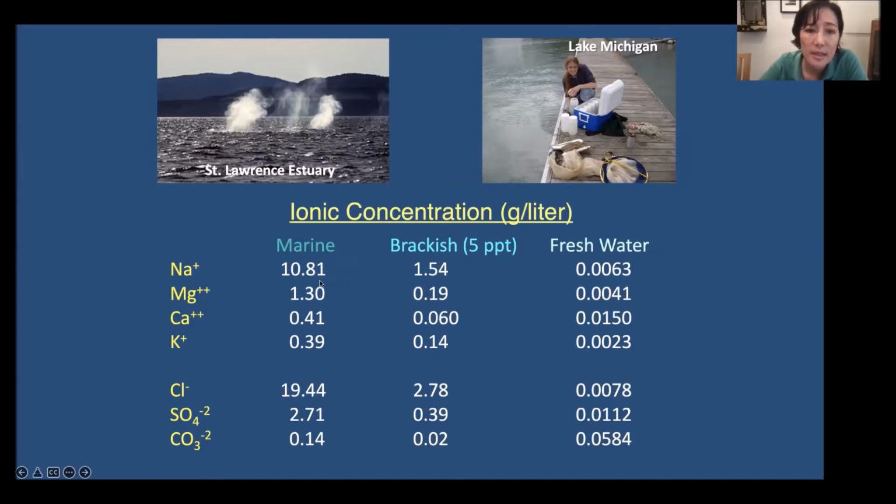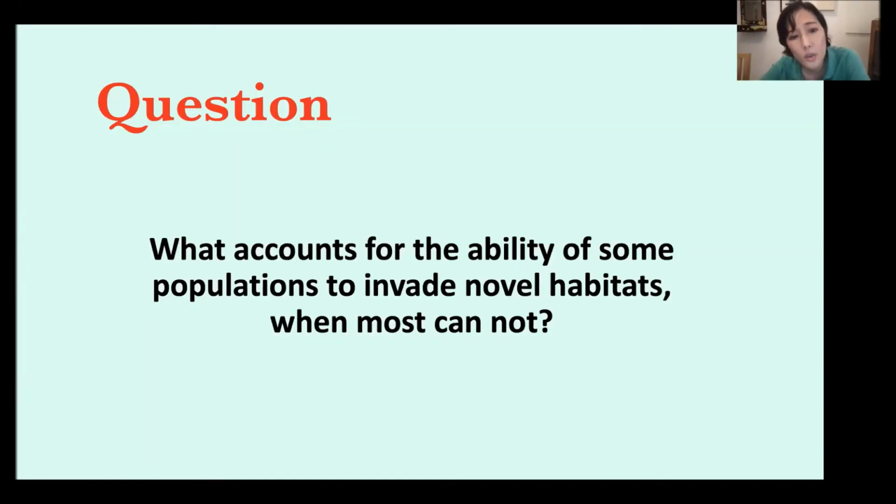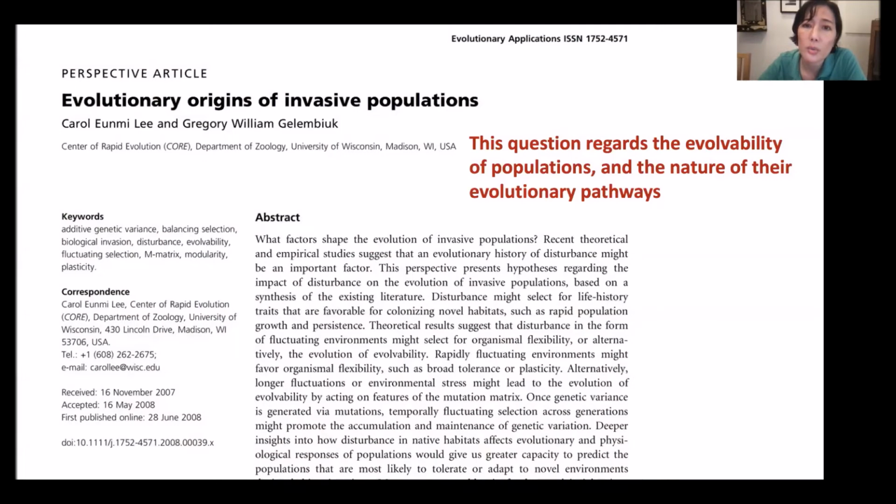If you look at saline habitats, marine and brackish water habitats, they tend to have a high concentration of ions that are necessary for physiological functioning. In contrast, freshwater habitats are extremely deficient in these essential ions. So the question then is, what accounts for the ability of some populations to invade novel habitats when most of them cannot? And increasingly, we're understanding that this question regards the evolvability of populations and the specific nature of their evolutionary pathways.